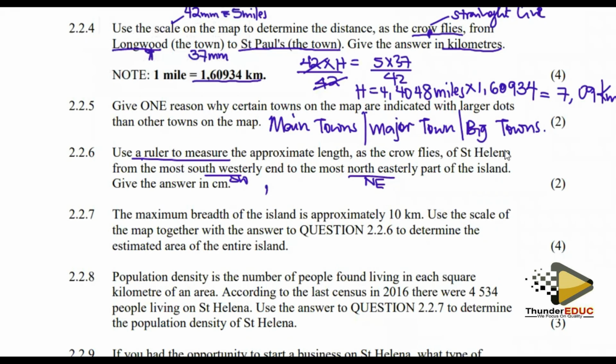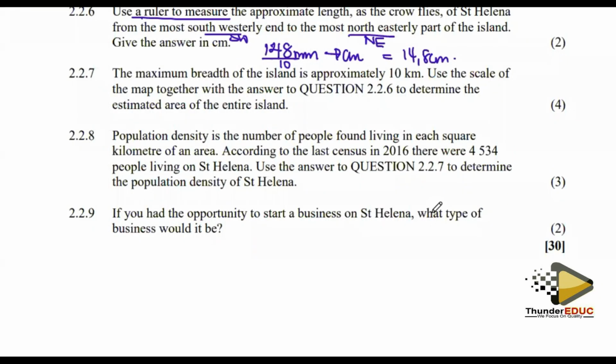So for me, I measured and I got 148. These are millimeters, but I want it to become centimeters. What do I do? I need to divide by 10. In that my answer becomes 14,8. So the answer is supposed to be 14,8 centimeters.